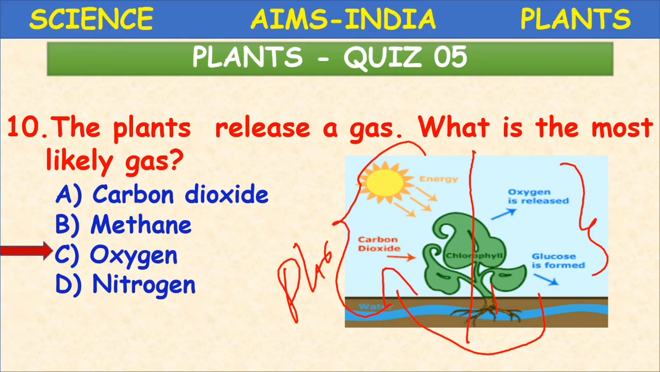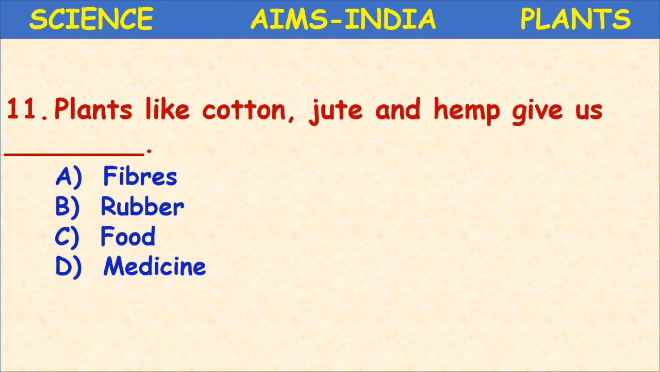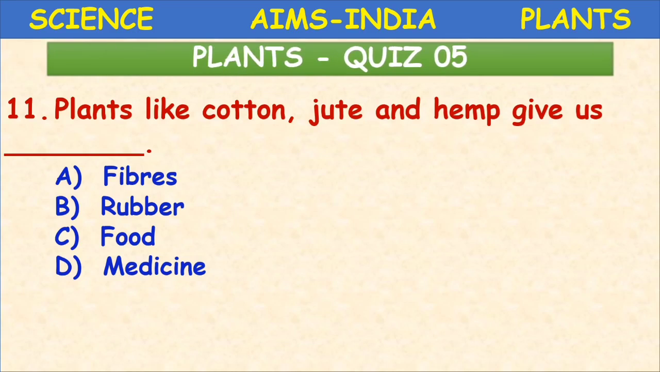Clear, children? I am repeatedly explaining so that you get a clear picture of photosynthesis and respiration, because this is very important for you even in further classes. Now, plants like cotton, jute and hemp give us dash. What do these plants give, children? Option A fibers, B rubber, C food, or D medicine? It is fibers, option A.